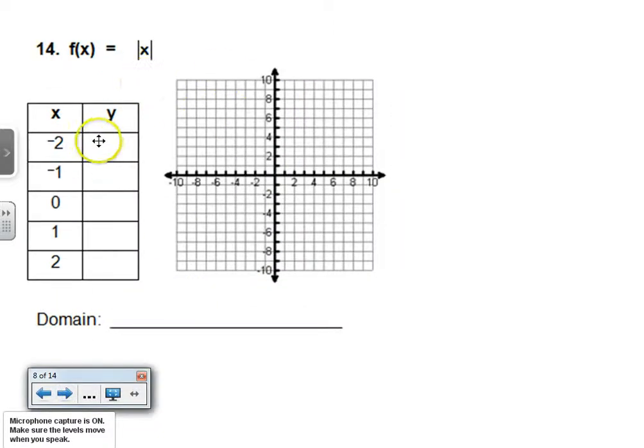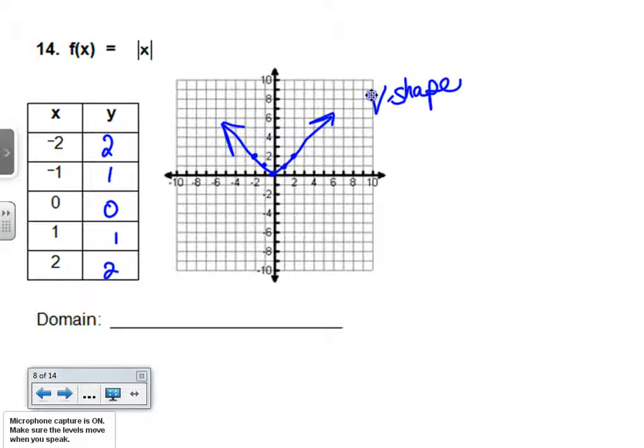For the absolute value function, when I fill out my t-table, I get a 2, a 1, a 0, a 1, a 2. When you plot absolute value, you'll notice it's like they had a line, and the lower part of the line got reflected up over the x-axis so that it was positive, and it creates what looks like a V-shaped graph. Notice this is very different from the parabola. This is V-shaped as opposed to the parabola, which was U-shaped. Its domain, however, is still negative infinity to infinity.